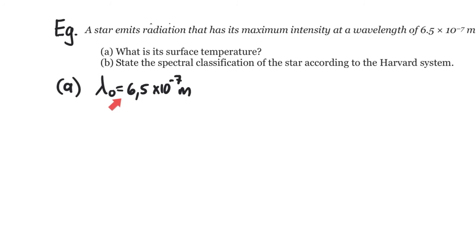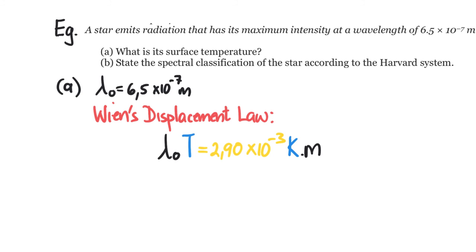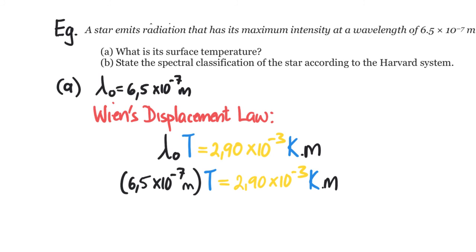So lambda 0 is 6,5 times 10 to the negative 7 meters. That is the wavelength where the maximum intensity occurs for that particular star. So it's at the peak of the black body radiation curve. Using Wien's displacement law, lambda 0 multiplied by T equals 2,90 times 10 to the negative 3 Kelvin meters. Substituting for lambda 0, 6,5 times 10 to the negative 7 meters, we get that T equals 4,461,54 Kelvin for the surface temperature of the star.